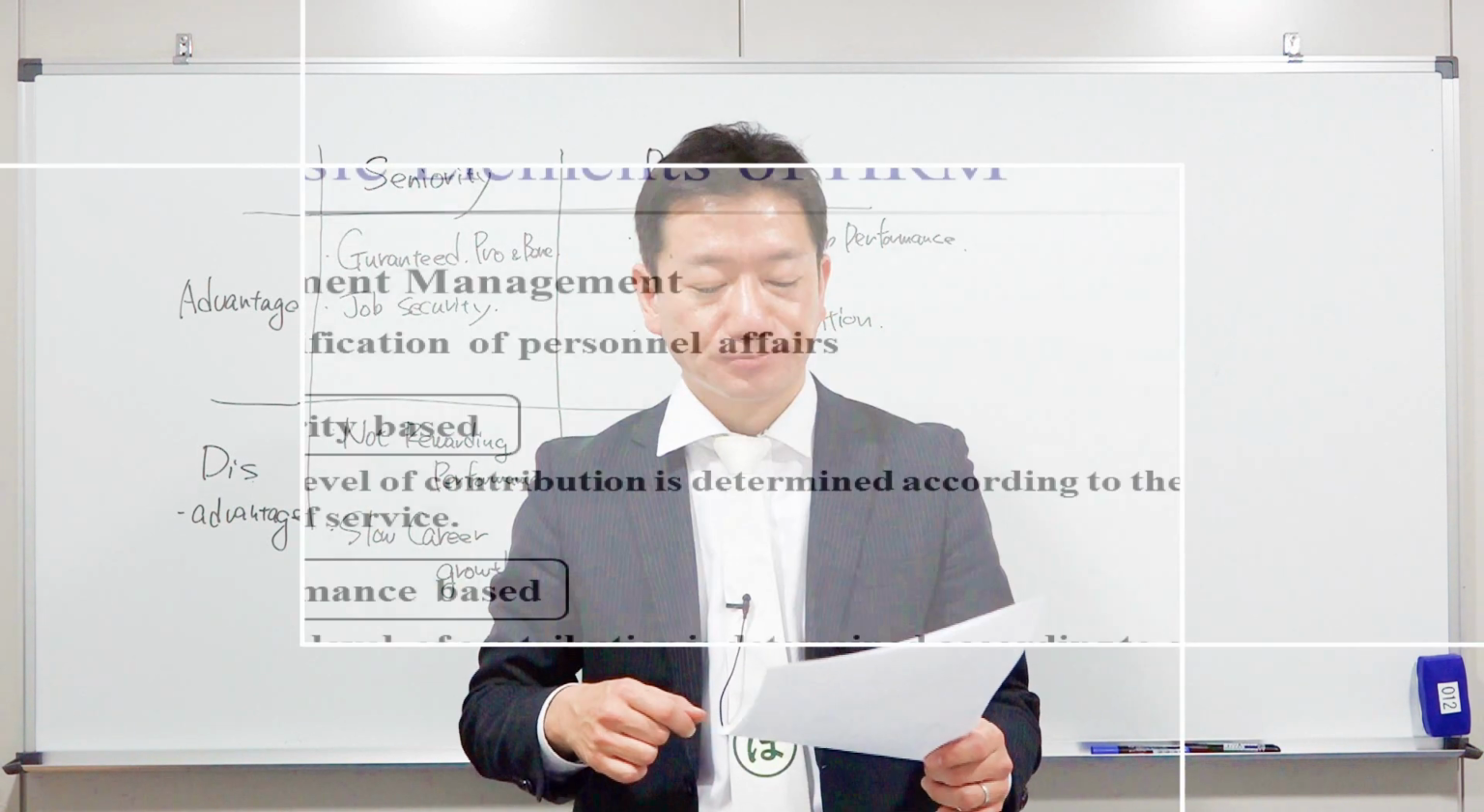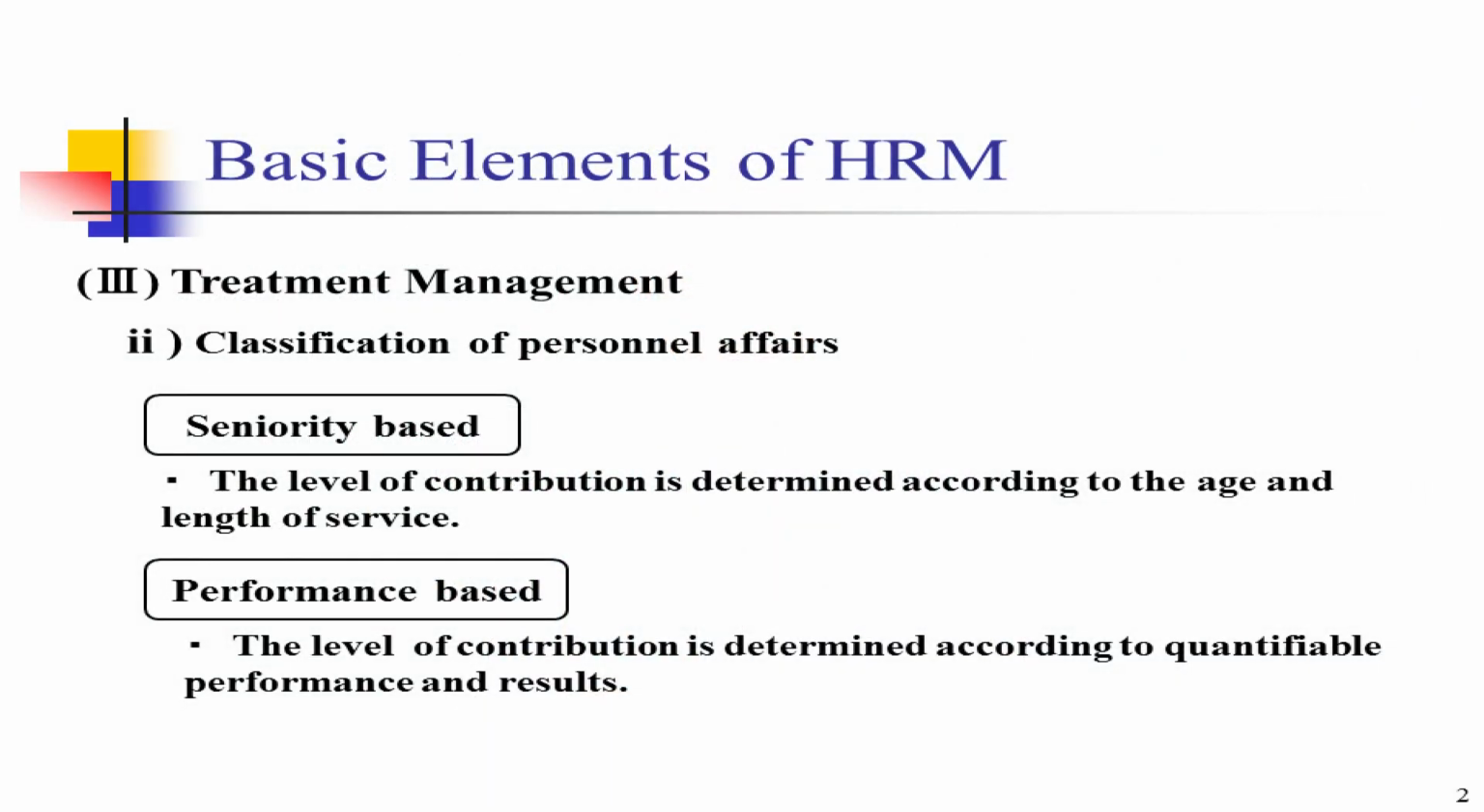And slide number 2. Basic elements of human resource management, treatment management continued. 2. Classification of personal affairs. There are so many classifications of personal affairs, but you can boil it down to these two bases. Number 1, seniority based. The level of contribution is determined according to the age and length of service. And performance based. The level of contribution is determined according to quantifiable performance and results.